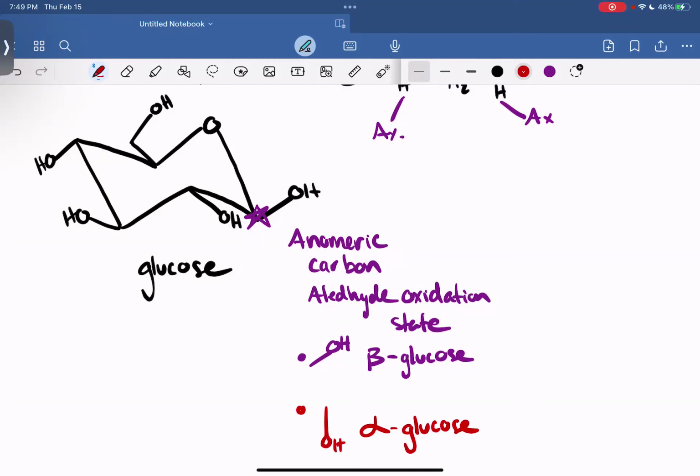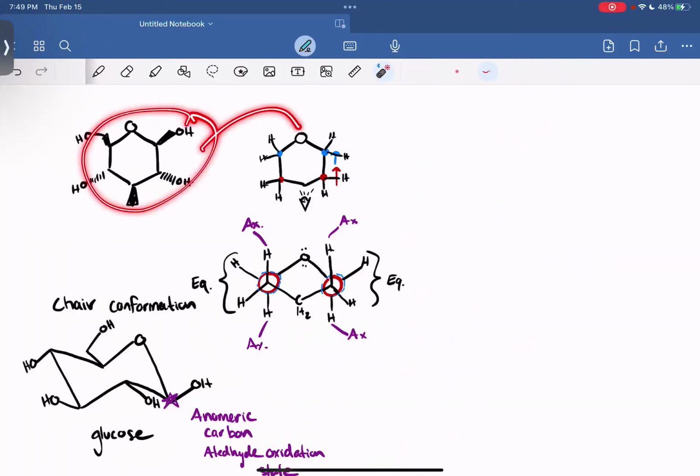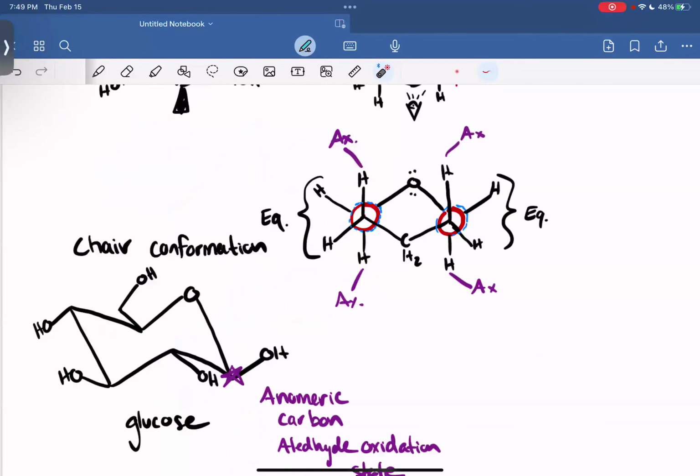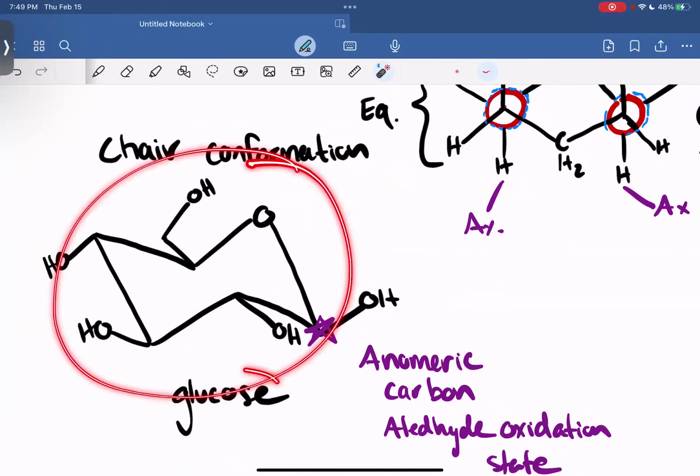So right now, up to this point, you shouldn't have to look at this and then go to this, and then from this go to this, and then rotate this to turn to that. What this is showing you is that this chair conformation isn't very abstract. It's a pretty accurate way of looking at glucose and other monosaccharides. So up to this point, you should be able to draw a chair conformation of glucose that has alpha or beta. Okay, so let's do that.